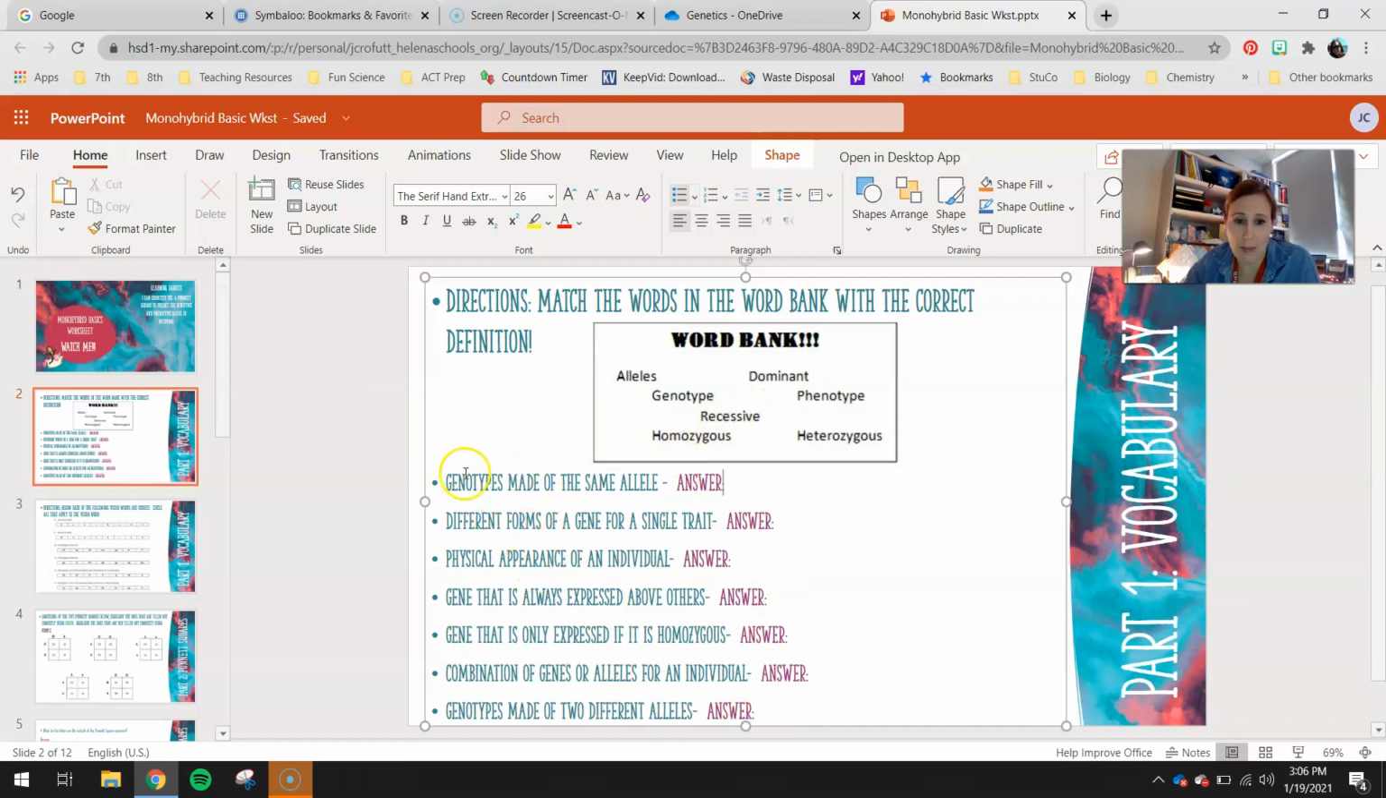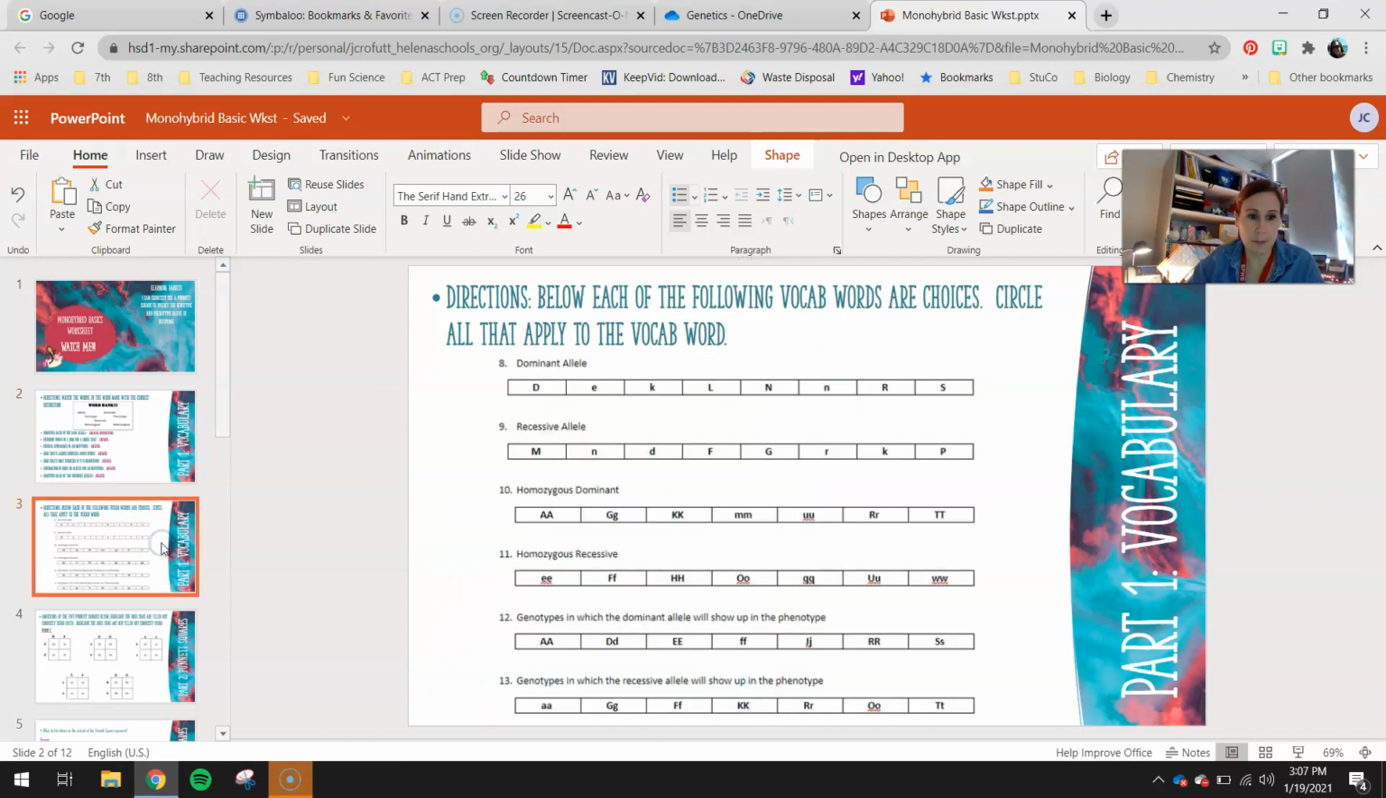But basically you have genotypes made of the same allele. The answer to that one would be homozygous. Because remember, homo means the same, so if 2 parents pass down the exact same thing, maybe it's 2 dominant alleles or 2 recessive alleles, that would be what we call homozygous. Okay? Moving on.